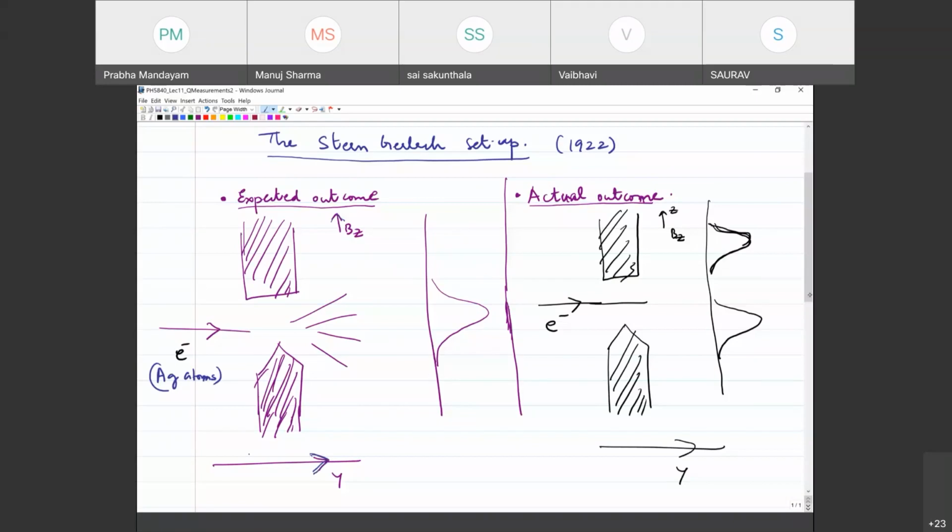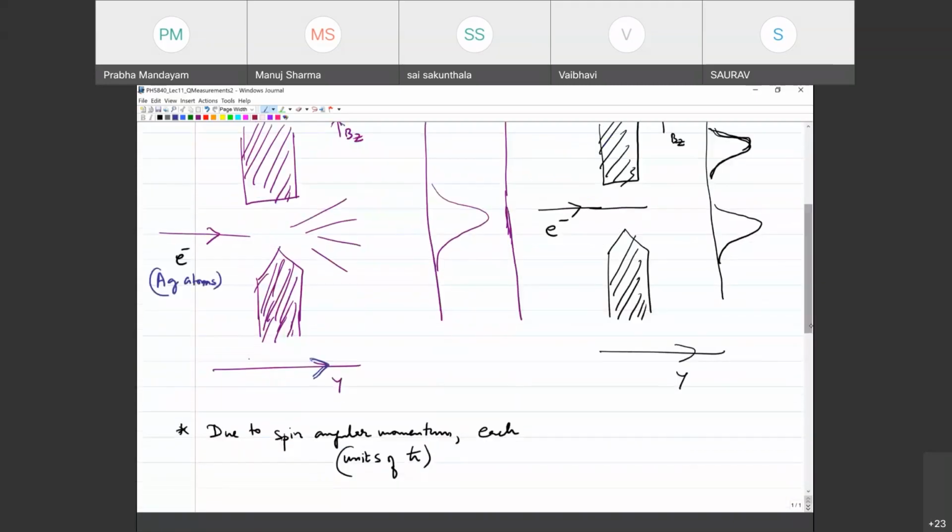The idea is that because of the presence of something called spin, which, like I said, is an intrinsic angular momentum, each electron, let's think of this as just a beam of electrons, behaves like a tiny dipole. What's a dipole? It's just a bar magnet. So a tiny bar magnet with some what's called magnetic moment M.